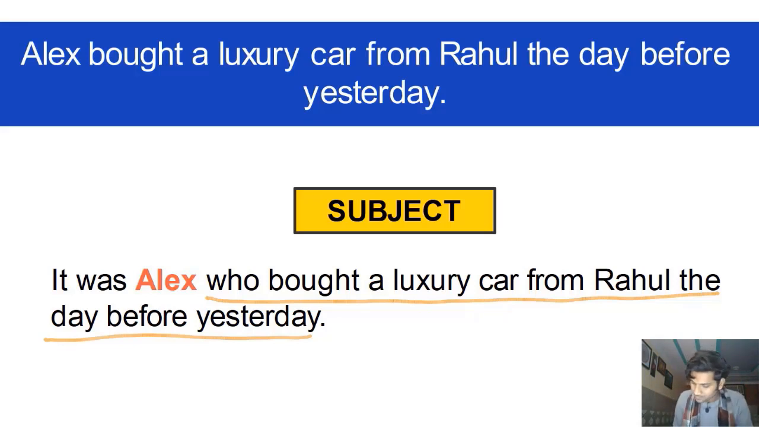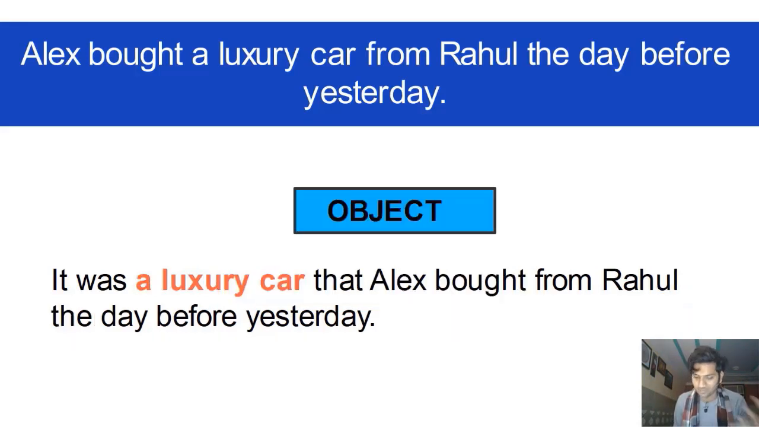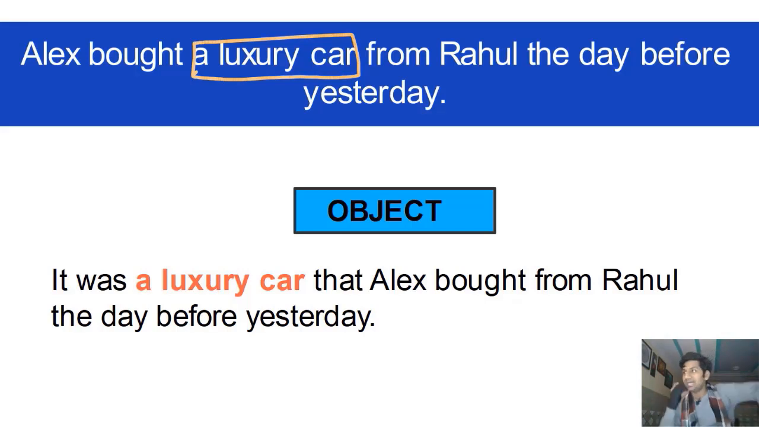All right, now I don't want to focus on the subject. I want to focus on the object of the verb, which is a luxury car, right? So I'll just focus on that. It was a luxury car that Alex bought from Rahul the day before yesterday. Hey, I heard Alex bought something from Rahul the day before yesterday. And you go, it was not something. It was a luxury car.